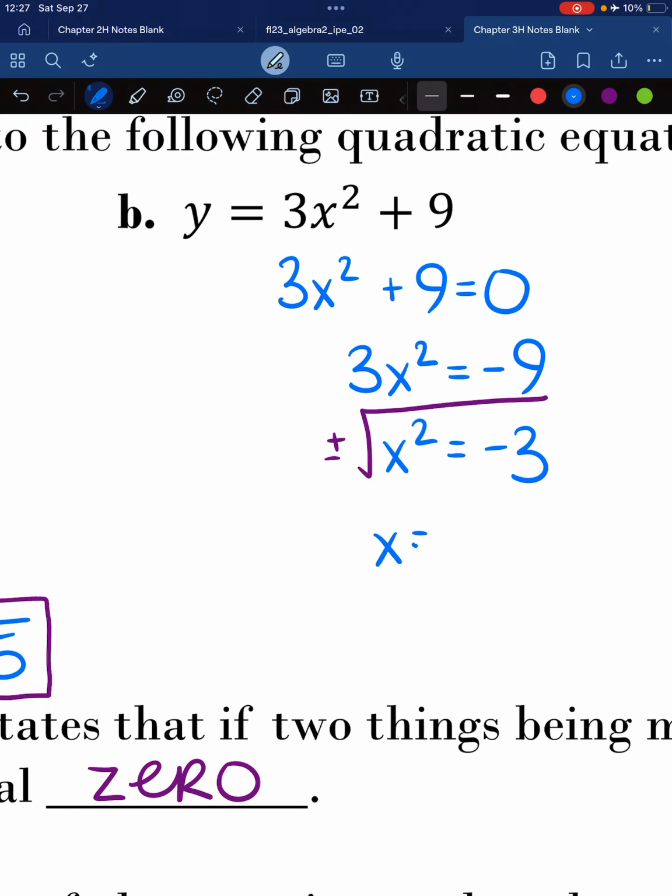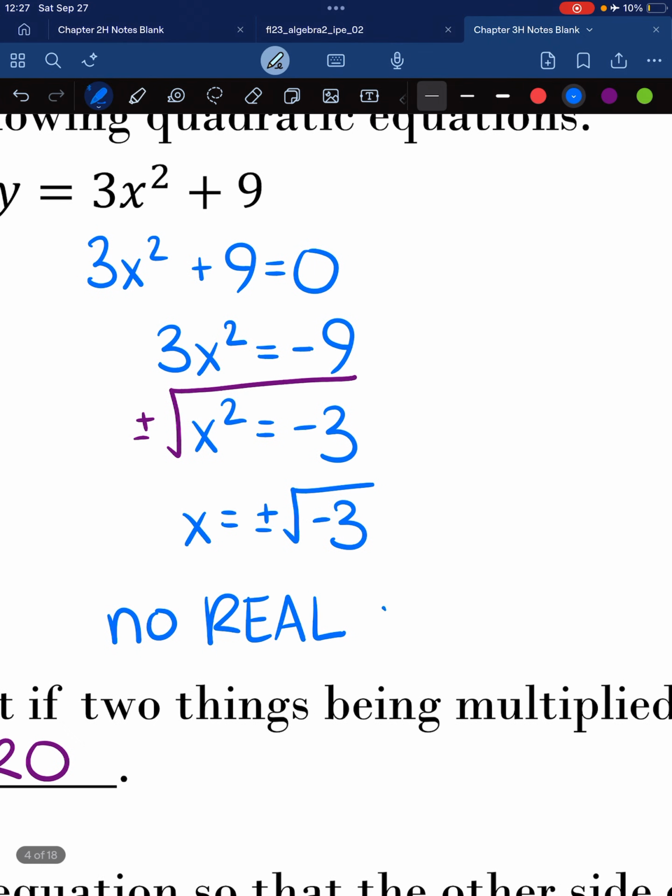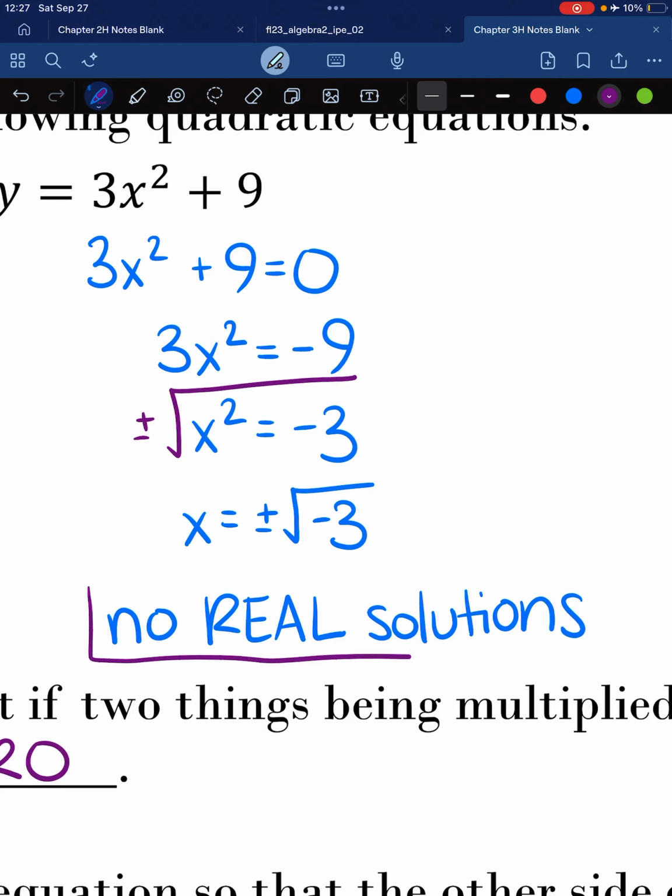and again we see that we end up with the square root of a negative number, which your calculator is going to give you an error for. So you need to remember the way to phrase that is there are no real solutions. Because there are solutions, they are just not real numbers. So we just want to make sure we're using good, precise vocabulary.